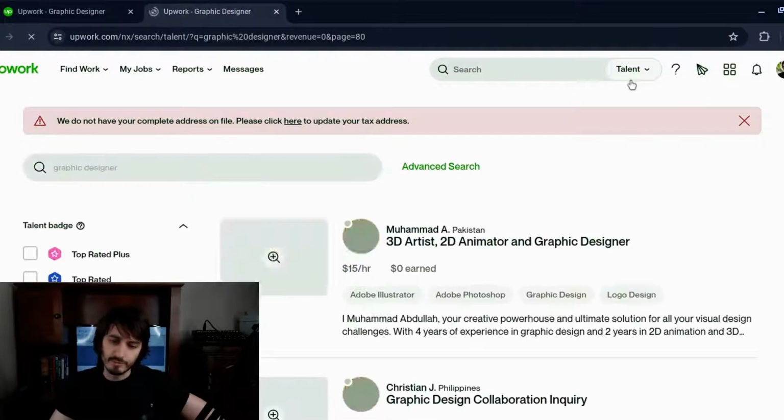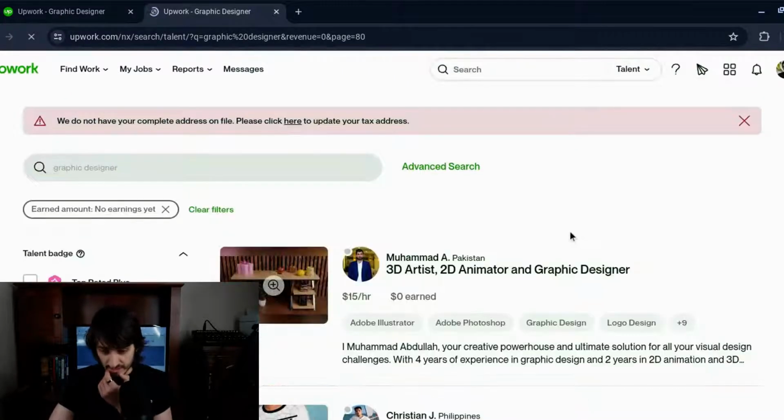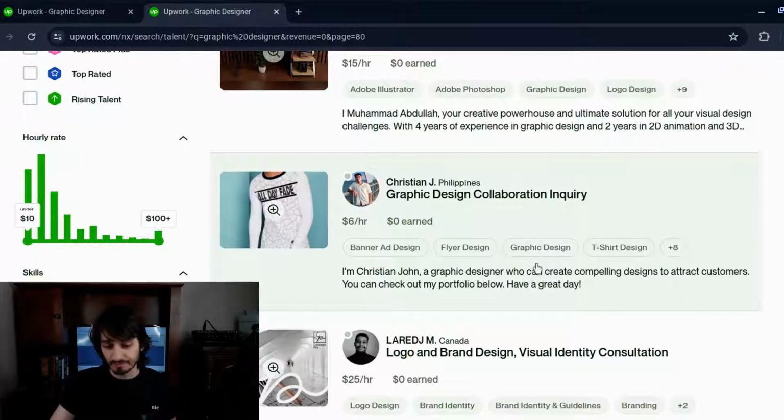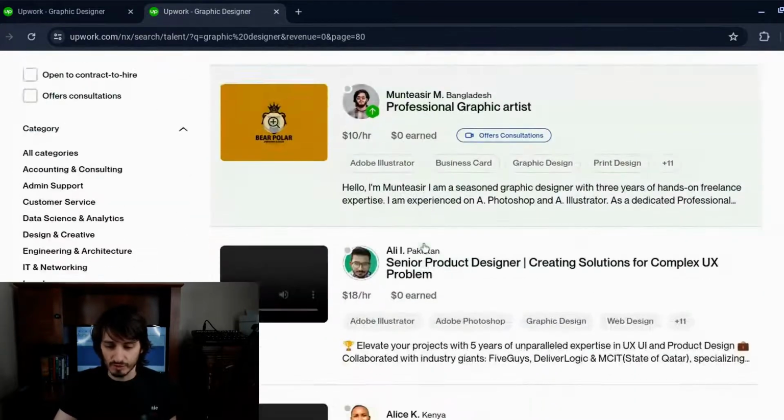Page 80, for people who have not earned money at all right now. All right, let's see. It's probably going to be pretty bad, but the first thing we're going to look at is the profile pictures. It's really important to have good profile pictures, but what I'm seeing right now is that a lot of these people seem to have decent profile pictures, right?